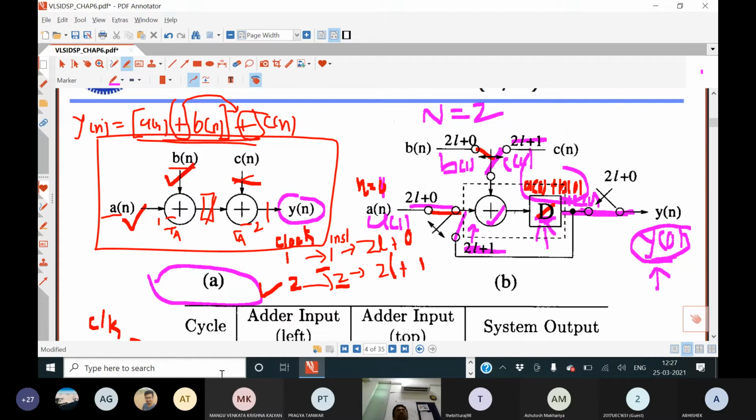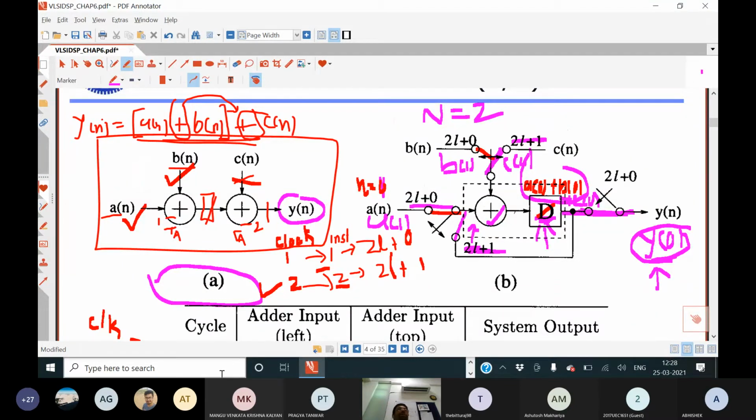Usually we don't think much about area because of Moore's law. Whatever functionality we get in a particular area today, after 1.5 years we will get twice the functionality. But still, in some applications you want to reduce the area, like our mobile phone.